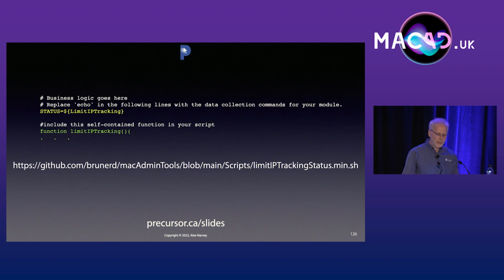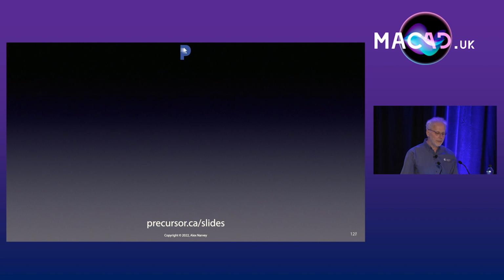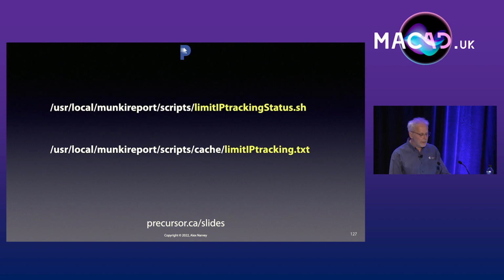So instead of status equals echo as a variable, we're going to make it status equals limit IP tracking as a variable. And then we're going to cut and paste the function from Joel Brunner's GitHub repo where we found that script. Easy peasy. When the client is updated, the new module script will be created in the /usr/local/munkireport/scripts directory. And when run, it will save the status state into a text file in the cache directory that lives below that scripts folder.